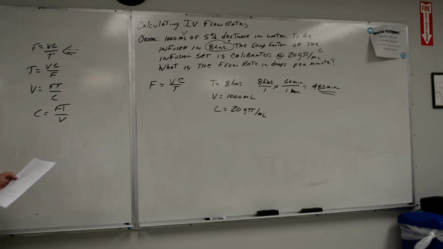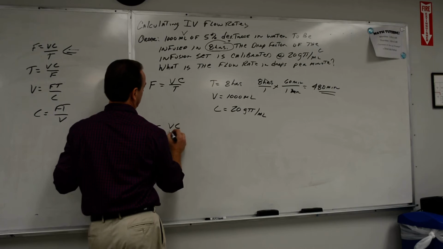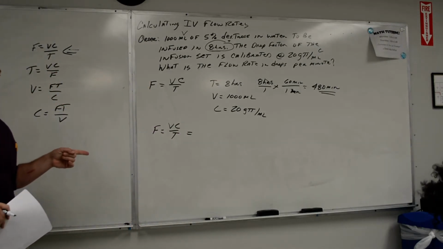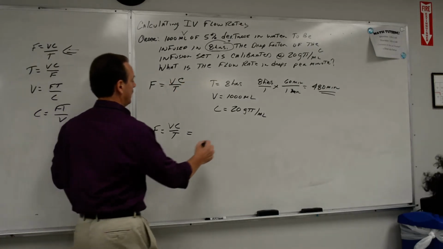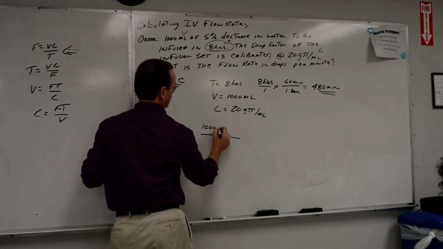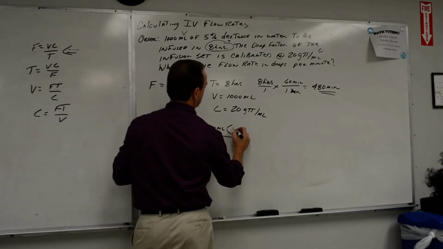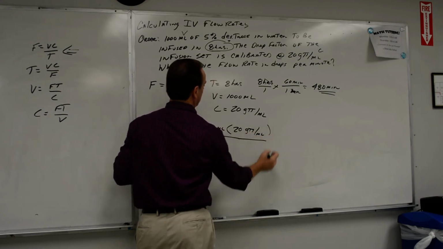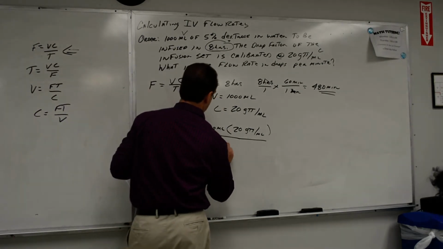All right, so let's solve this problem now using this equation. At this point, all we really have to do is plug in and solve, right? Because we defined all of our variables, all we've got to figure out is F. So let's go like this. Our V is going to be what? 1,000 milliliters times our calibration, which is 20 drops per milliliter. And we're going to divide that by the total time in minutes, which is 480 minutes.